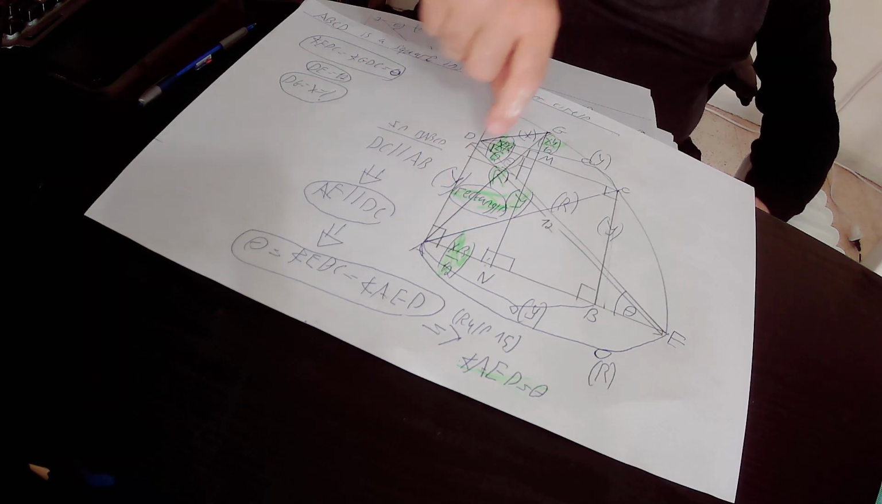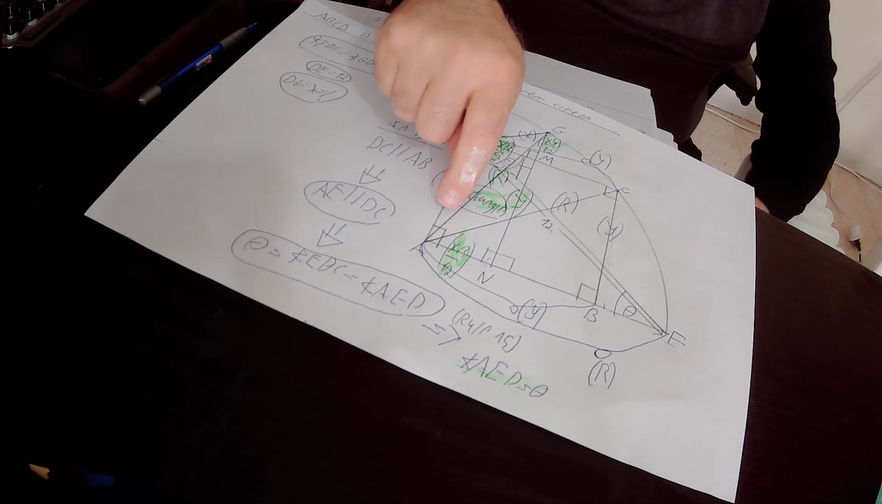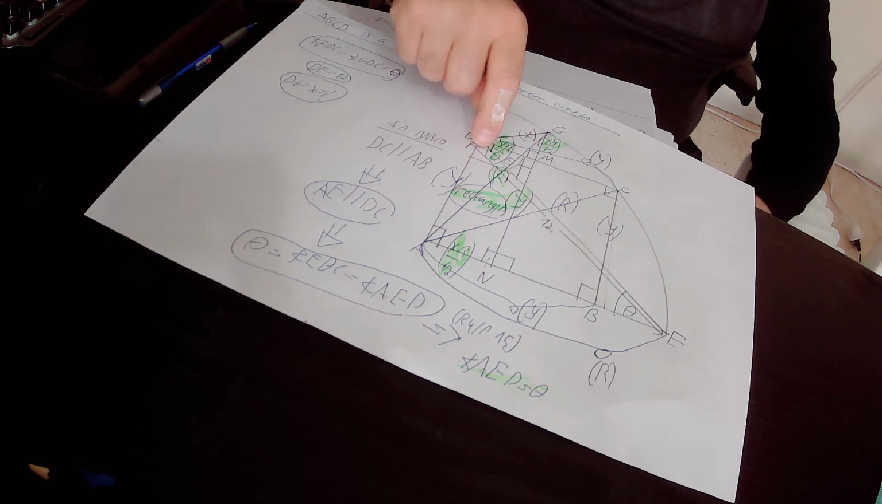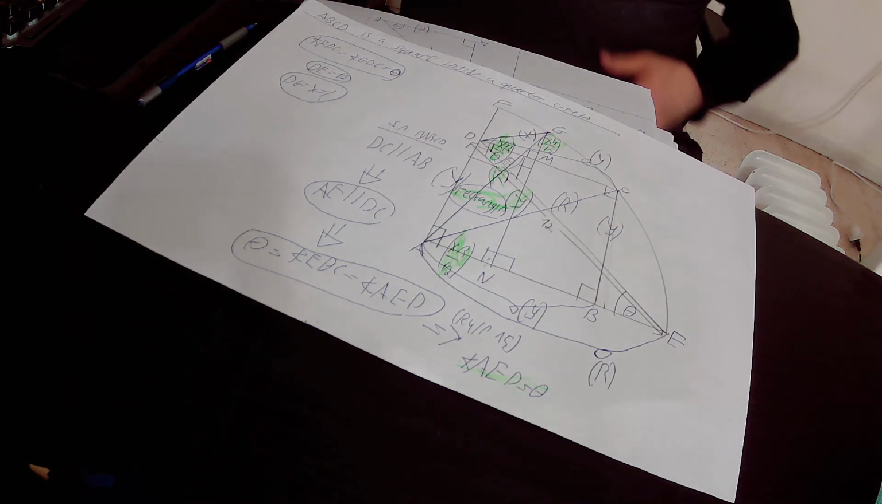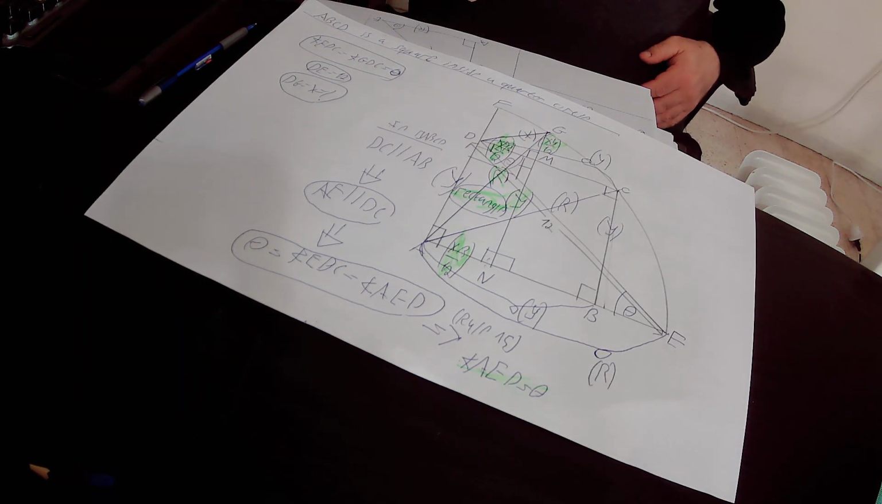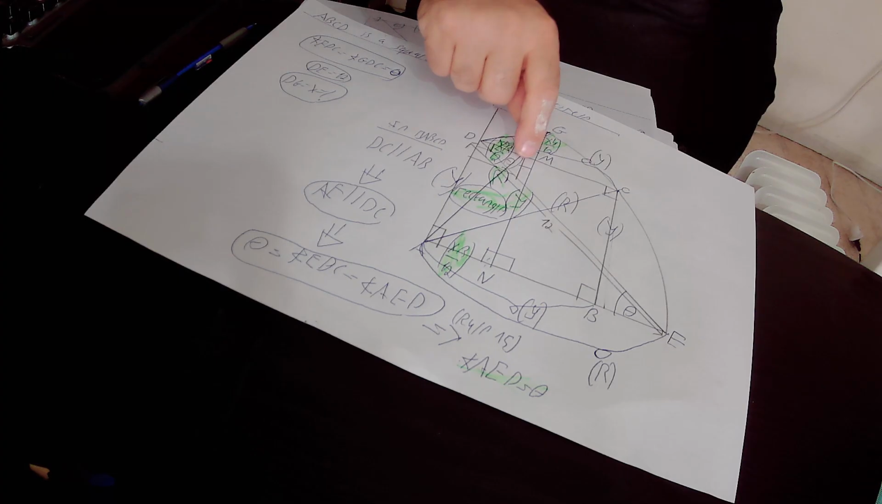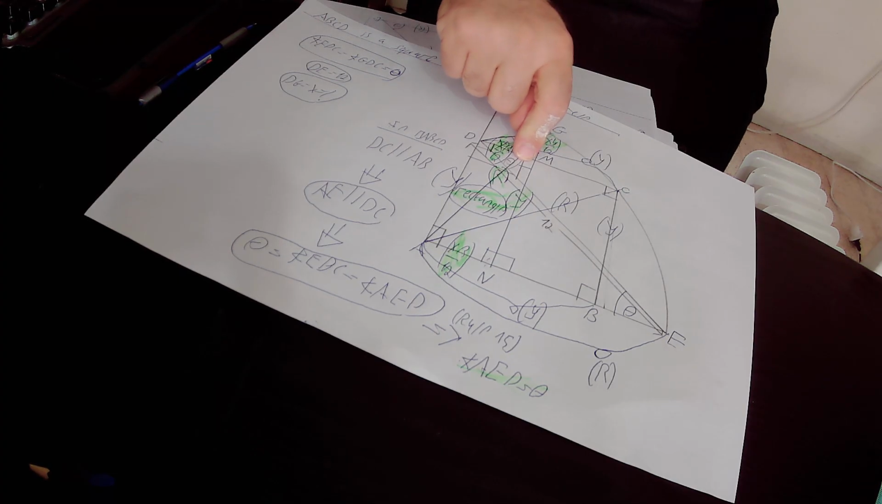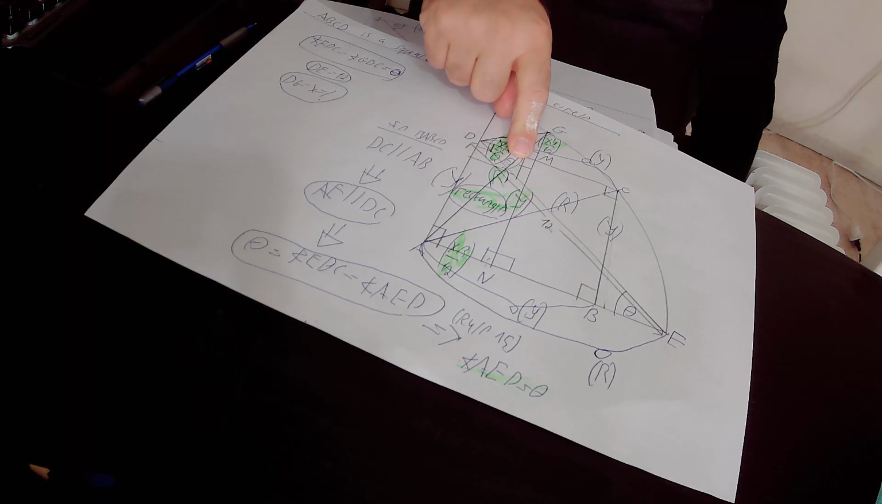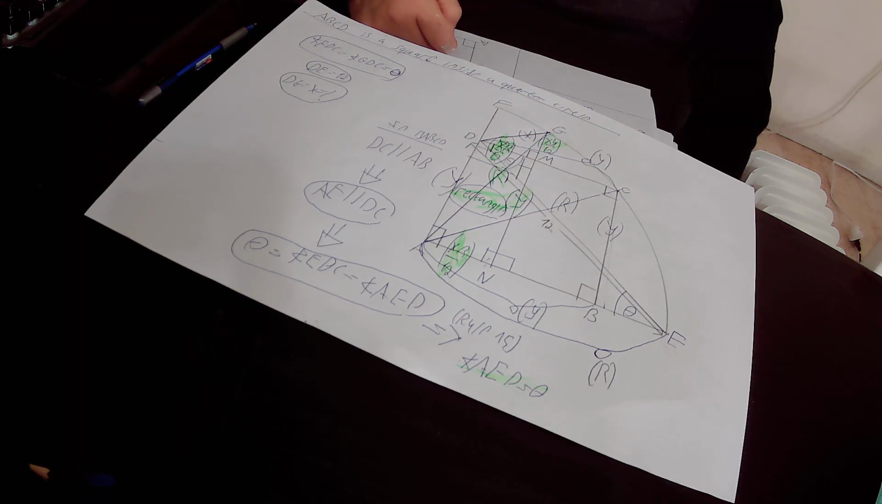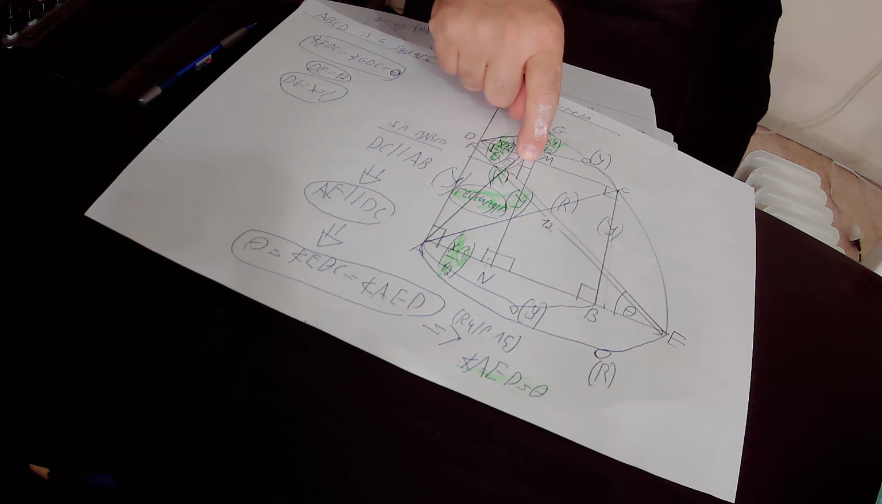Inside this quadrilateral DMAN, we have 1, 2, 3 right angles. The sum of 3 right angles is 270 degrees. So 270 degrees plus the size of this fourth missing angle must, in total, be equal to 360 degrees, according to the rule that the sum of the angles in any quadrilateral is equal to 360 degrees. Therefore, this missing angle must be equal to 90 degrees in its size. So, this angle equals 90 degrees.